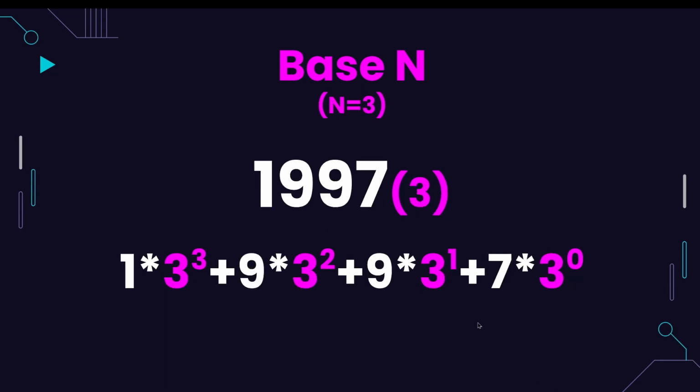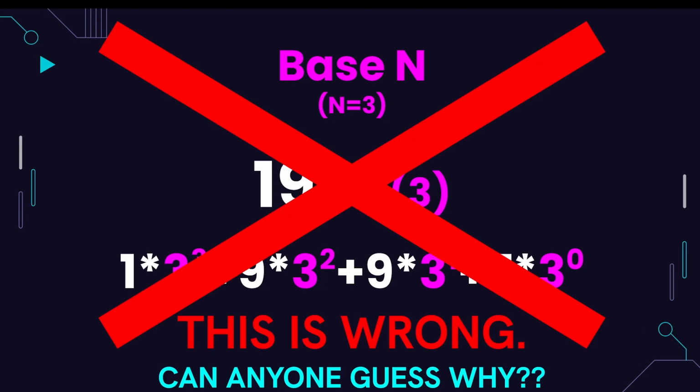Let's take another example. If we have 1997 in base 3, we try to solve it. You think it's correct, but this was a trick question because we told you that in a base 3 world, there would only be 3 digits from 0 to 2. But if there's a 9 as one of the digits, this question is wrong. So always be careful of trick questions. That was just for fun.